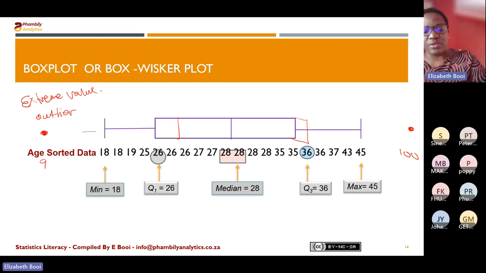If your median value, if the line comes here, then it means your data is negatively skewed. If I look at this, it might mean that my data is symmetrical because it's somewhere in the middle of the values. And if I calculate the mean of this value, probably it might be 28. I'm not sure. You will need to test it if you need to find out whether this data set is symmetrical or not, because it's not that clear.